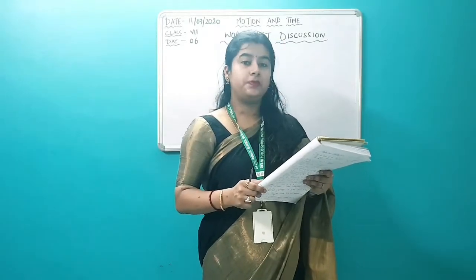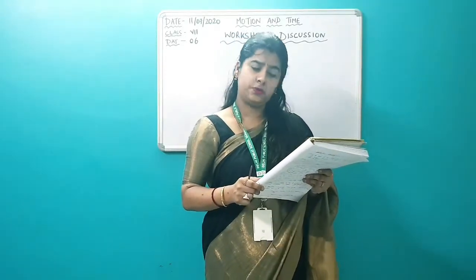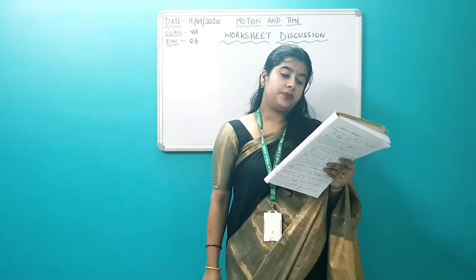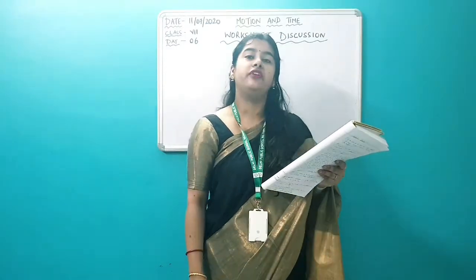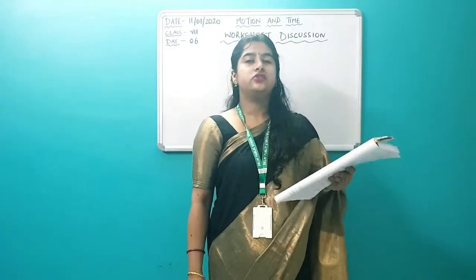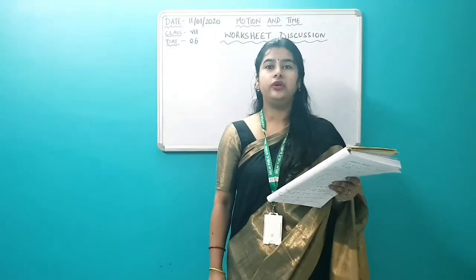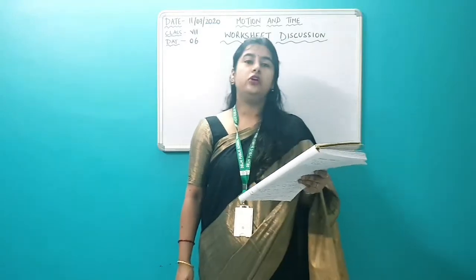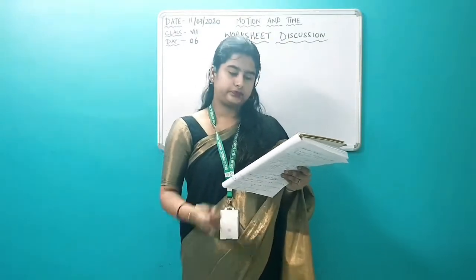Dash indicates the speed of the vehicle. Who indicates? Speedometer. Dash measures the distance travelled by the vehicle. The answer is odometer. Okay, so these were the questions given to you in worksheet number 1. Moving on to worksheet number 2.